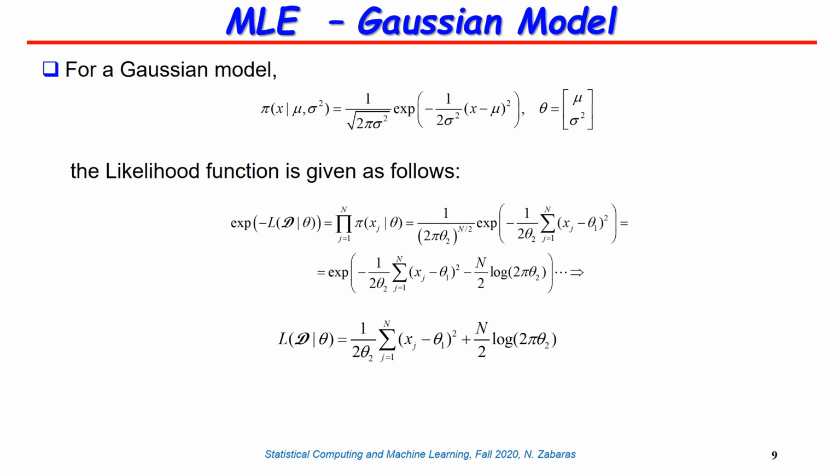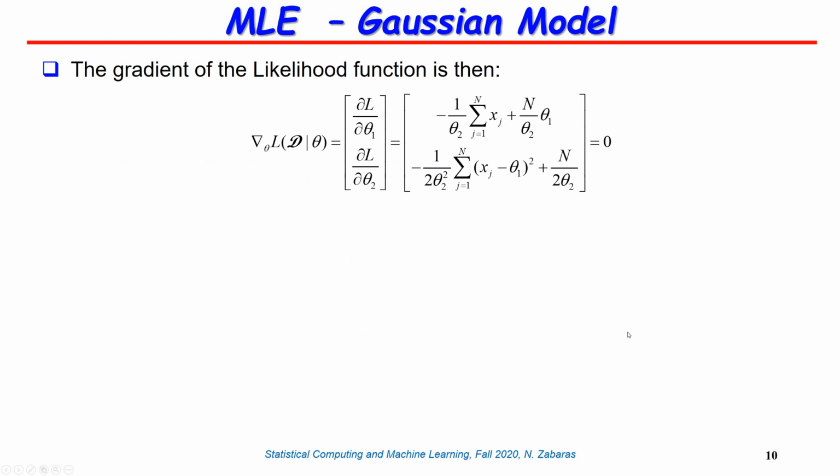There is one global minimizer of the negative log likelihood, and this is what we're going to compute by taking the gradient of L with respect to theta 1 and theta 2, and setting that equal to 0. So that's what we have here. Immediately you can see from the first term, setting this equal to 0, it will give you theta 1 being the summation of xj divided by n, and similarly you will get theta 2 being the summation of these squared errors divided by n.